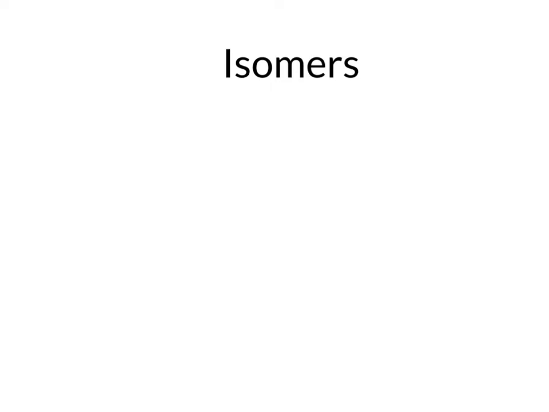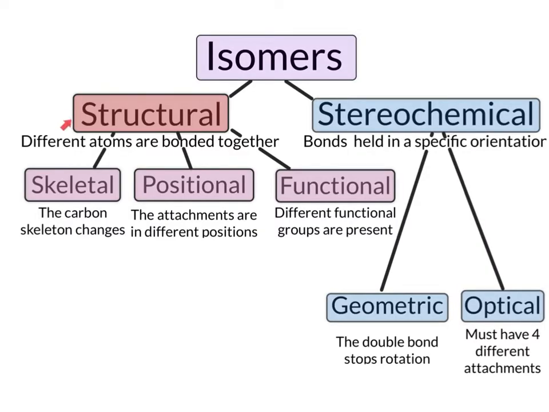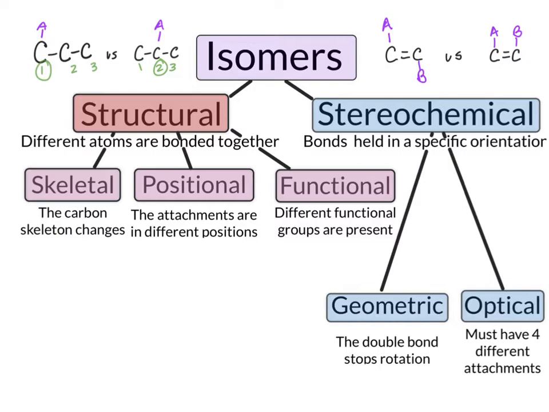When we look at isomers, there are 2 major types of isomers, and those types are structural isomers and stereochemical isomers. Now, structural isomers have them actually bonded to different carbons, or something is bonded in a completely different way. The stereochemical one is a little bit trickier. Those ones are held in space in a slightly different way. We'll come back to that when we get to that section.